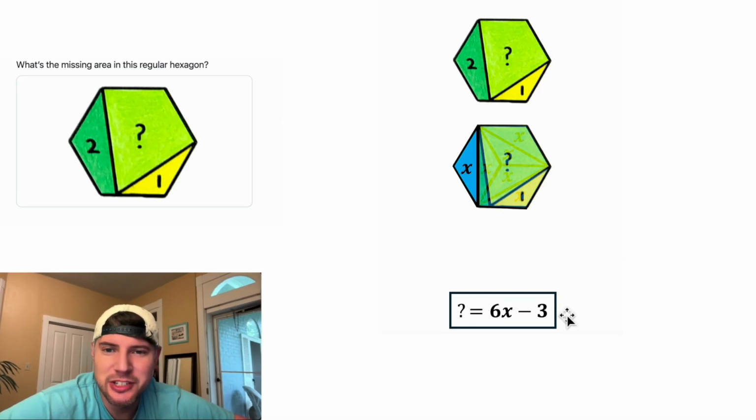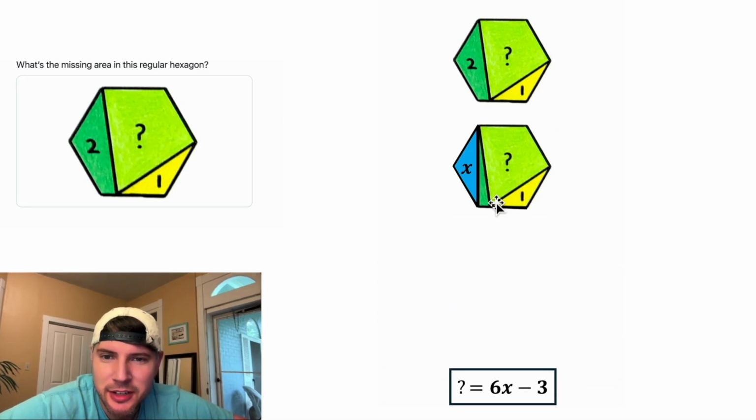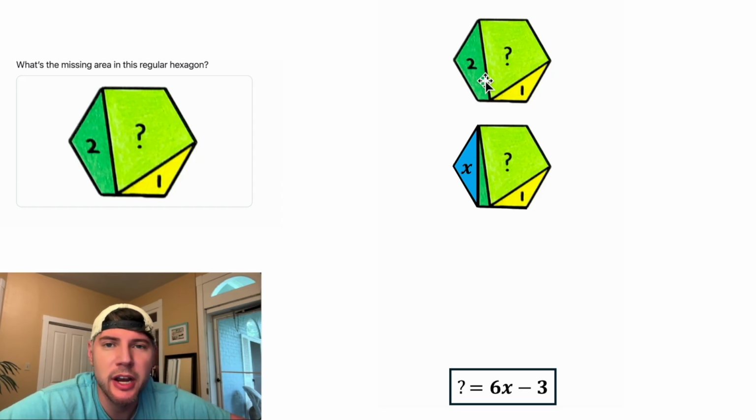And next, let's try to write some formulas involving x. I'm noticing the difference between this blue x and this green 2 area is this triangle. Let's color it red. And let's call the area of this triangle Y. Does that make sense, Y? So these 2 triangles make up the exact same area as this 2 right here. So we can say x plus Y is equal to 2.